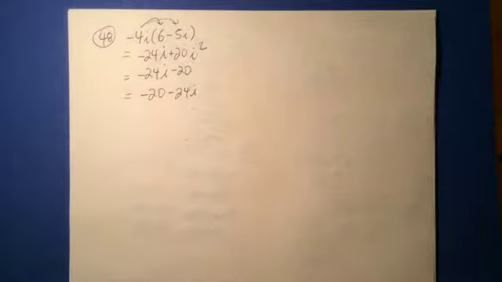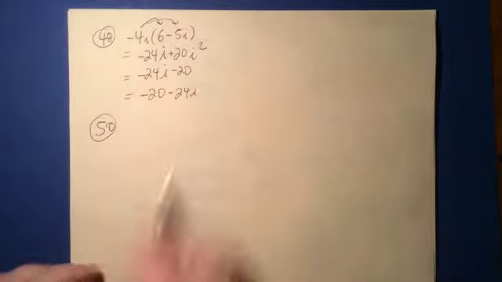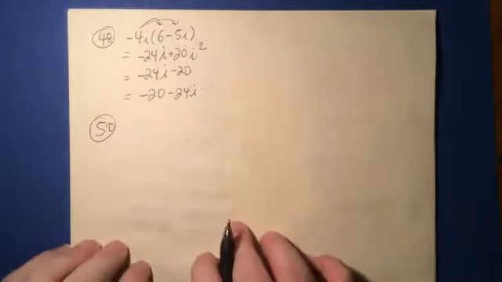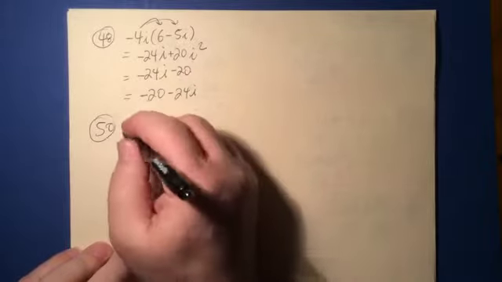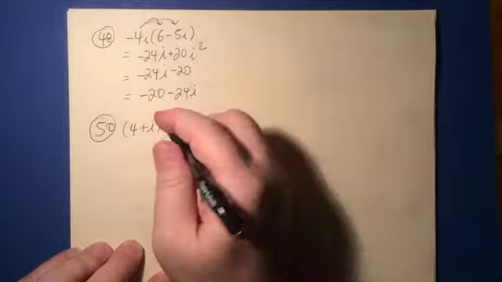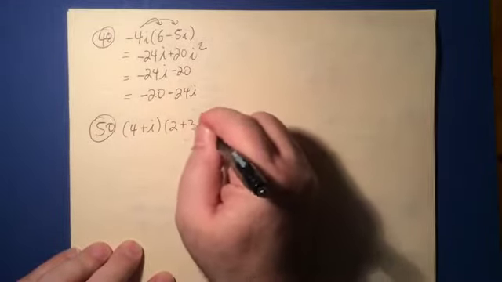So let's go ahead and take a look at how we multiply a binomial times a binomial. And this math is going to seem all too familiar to you. It's just a question of getting comfortable with multiplying i terms together and dealing with the i squared as that result. So if we have a question like 50, where it's going to be 4 plus i times 2 plus 3i.